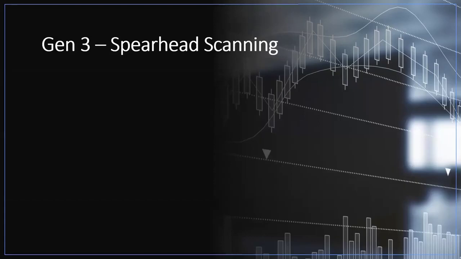So first generation scanning is probably the one type of scanning that you're already using. You use a scanner in MotiveWave or NinjaTrader or somewhere else to scan for entry or exit signals. No idea whether these signals are any profitable or have been profitable in the past. You just scan for entry or exit signals. That's it. So that's generation 1 scan.